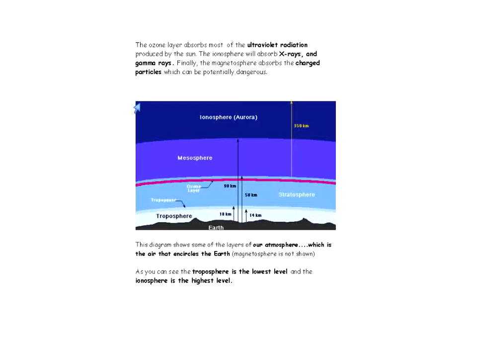Okay, so here's the different layers of our atmosphere. Remember, our atmosphere is just the air that encircles the Earth. And remember that the troposphere is the lowest layer, the ionosphere is the highest layer.